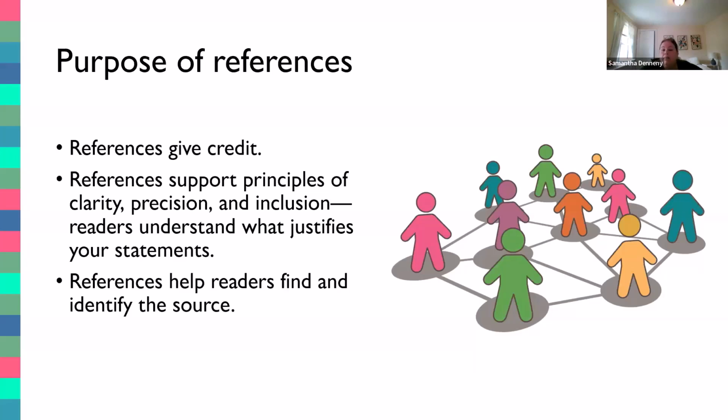So one of the librarians I spoke to at a conference a couple weeks ago said that she tells her students that when you're citing sources, it's like you're dropping breadcrumbs for your readers, so they can follow along the path and find out how you got to your conclusions.